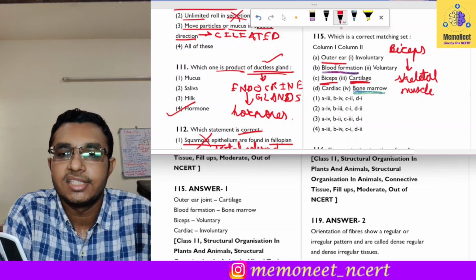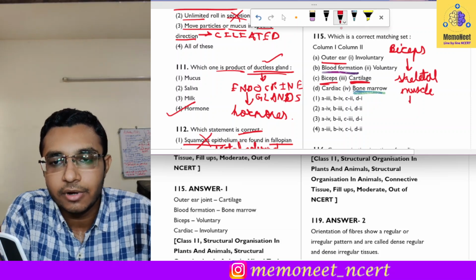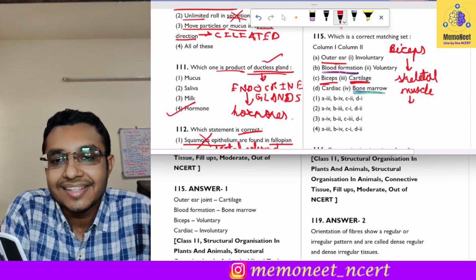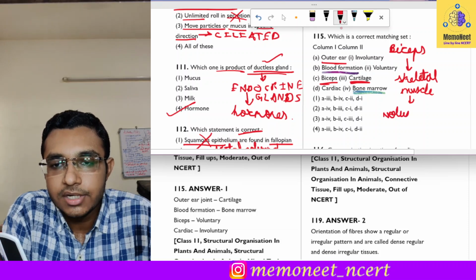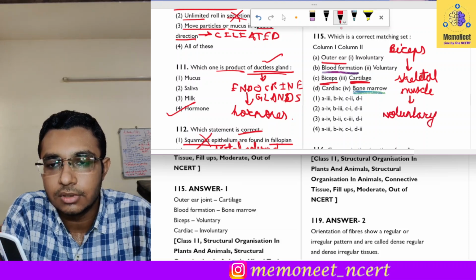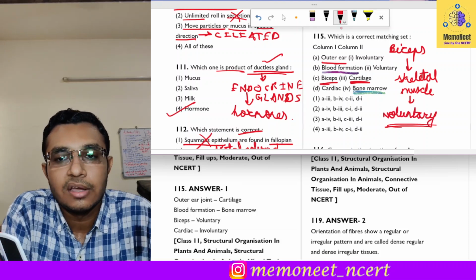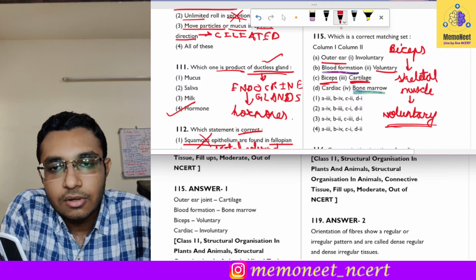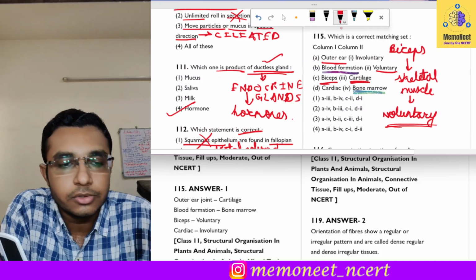Okay, biceps is a skeletal muscle. And what is the nature of skeletal muscle? The skeletal muscles are voluntary in nature. Okay, they are under our control. So biceps is also voluntary in nature, so C goes with 2.